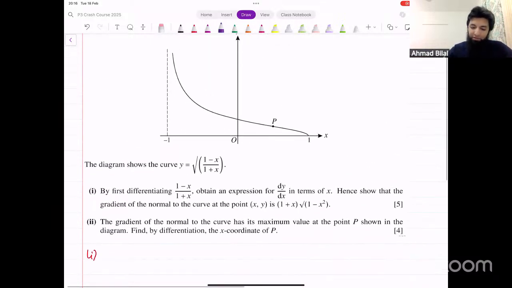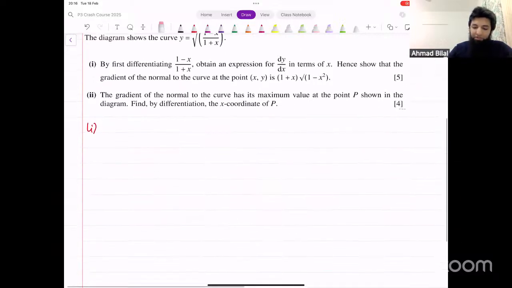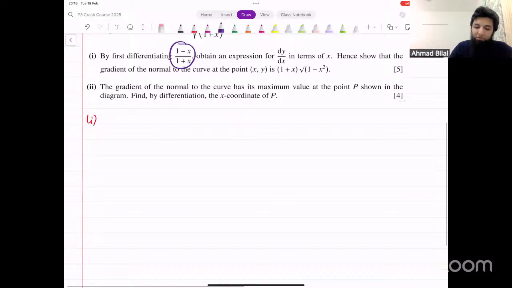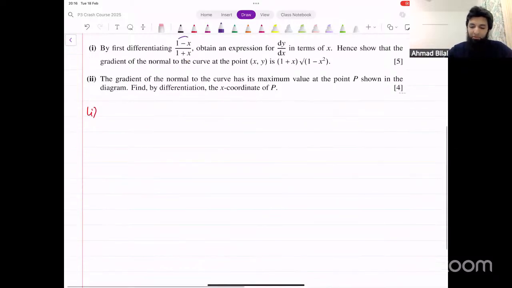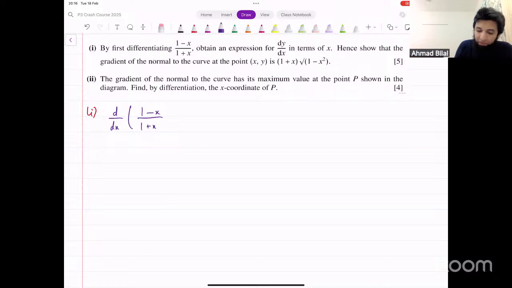We have this curve. It's shown on this diagram. They're saying by first differentiating (1 minus x) over (1 plus x). So let's first of all differentiate this thing, (1 minus x) over (1 plus x). Okay, so what's the derivative? This is the notation that we can use here: derivative with respect to x of (1 minus x) over (1 plus x). How do we differentiate it? It's a fraction. We can use the quotient rule on this, right?